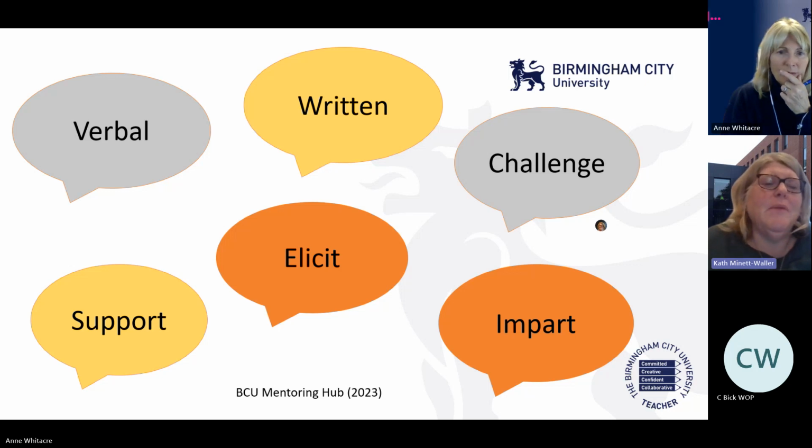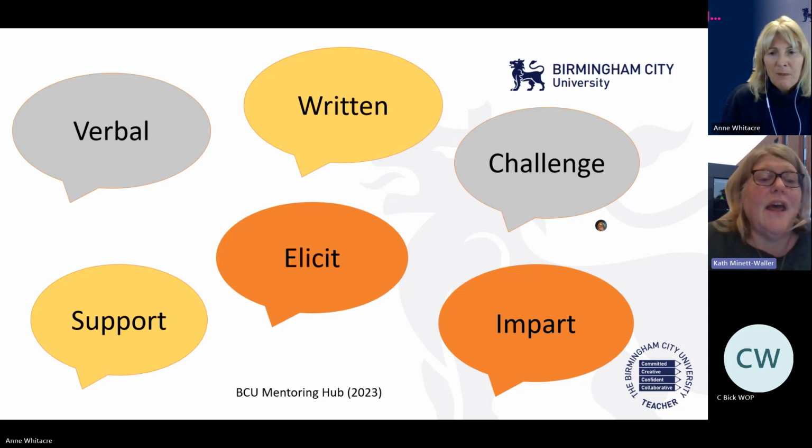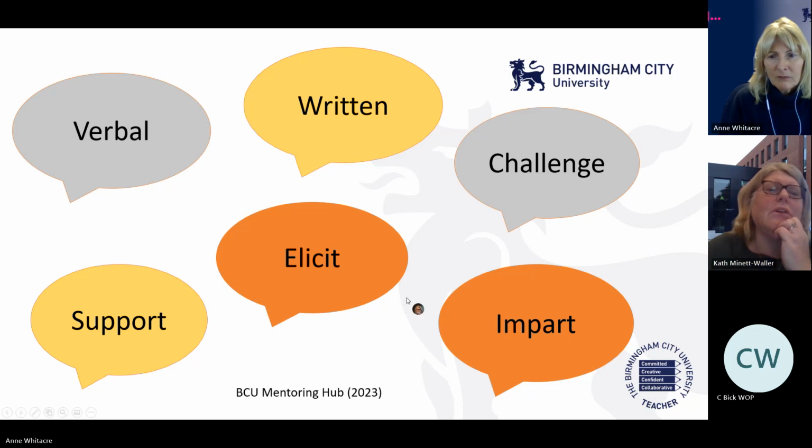So we kind of came up with this, and it has been supported through our BCU mentoring hub as well, but I think some of these principles are really important. Feedback can be verbal or written, but if we're talking particularly verbal, I think it's about asking those questions that you've just mentioned, Claire, and eliciting where the associate teacher is coming from, and what their perspective is of how they felt it has gone.